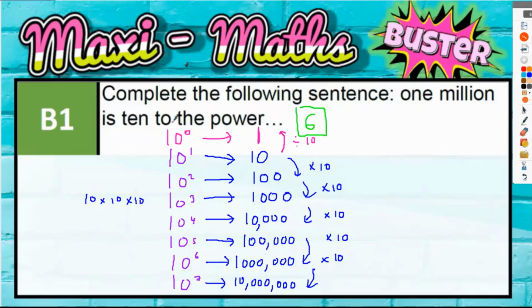So 10 to the power of 0, and that's one a lot of people struggle with, is actually just 1, because it fits in with the pattern of getting 10 times smaller every time you decrease the power of 10 by 1. Okay, so the answer to our question, 1 million is 10 to the power of 6.